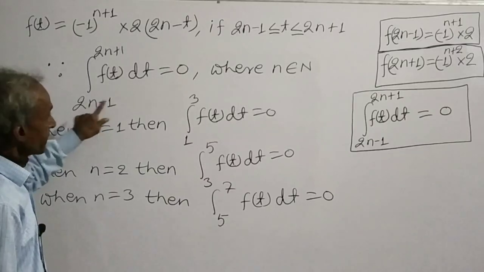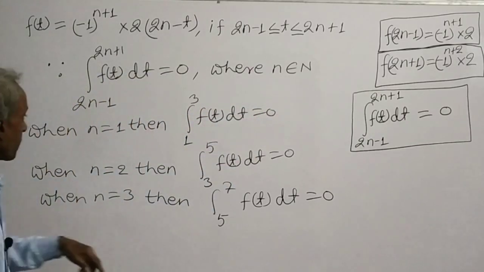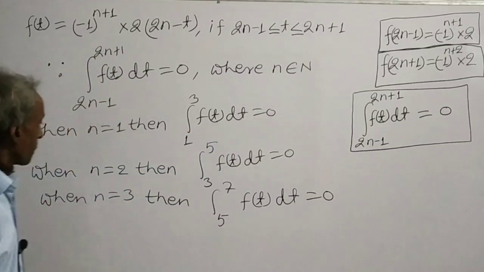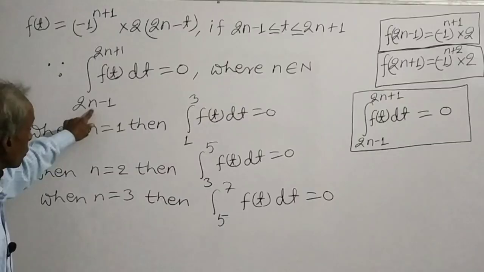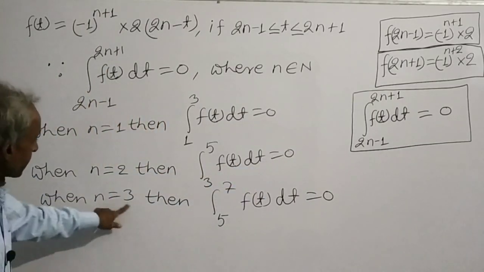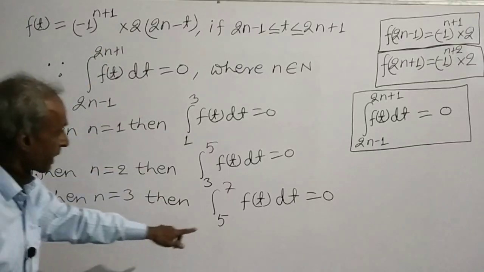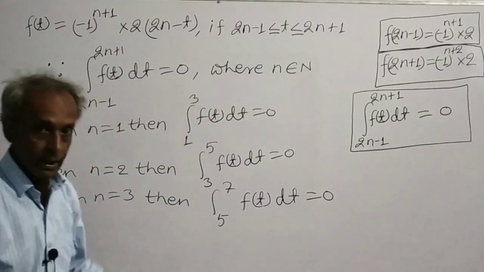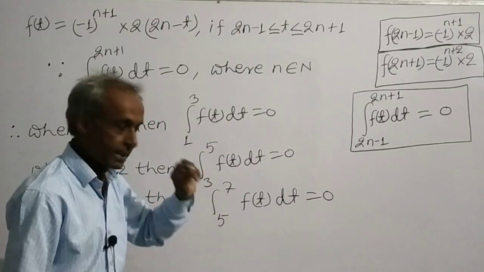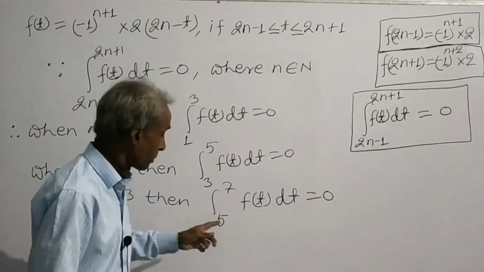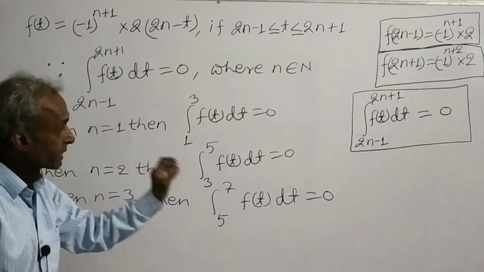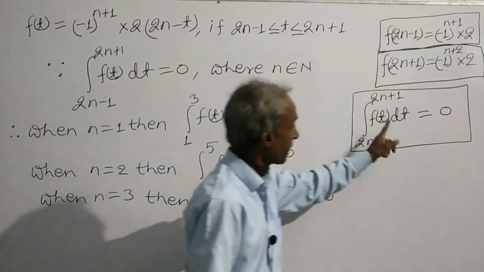Here n is a natural number. When we put n equal to 1, then we get this. When we put n equal to 2 here and here, then we get this. When we put n equal to 3 here and here, then we get this. That means the definite integral between any two consecutive odd natural numbers will be equal to 0. This is the meaning of this result.